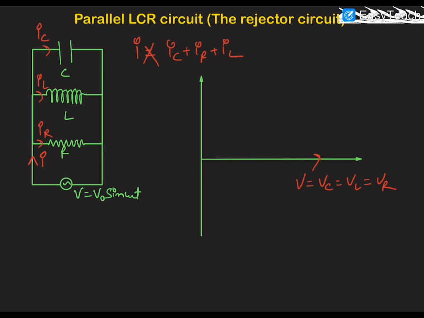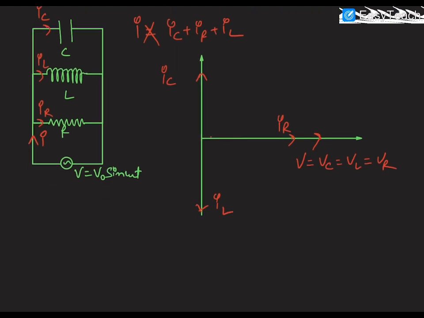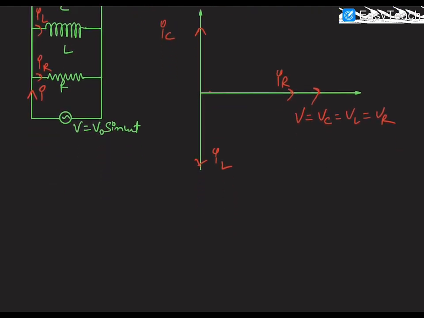But we know that the current across the resistance is in the same phase as the voltage, and the current across the capacitance is leading the voltage by a phase of pi by 2, and the current across the inductor lags behind the voltage by a phase of pi by 2. This we know. Now we are assuming that IC is greater than IL, and therefore the resultant current of IC and IL will be IC minus IL on the positive y-axis.